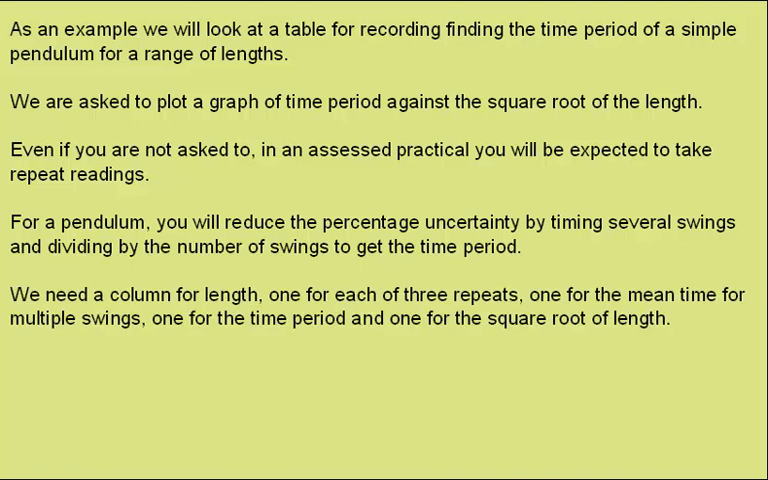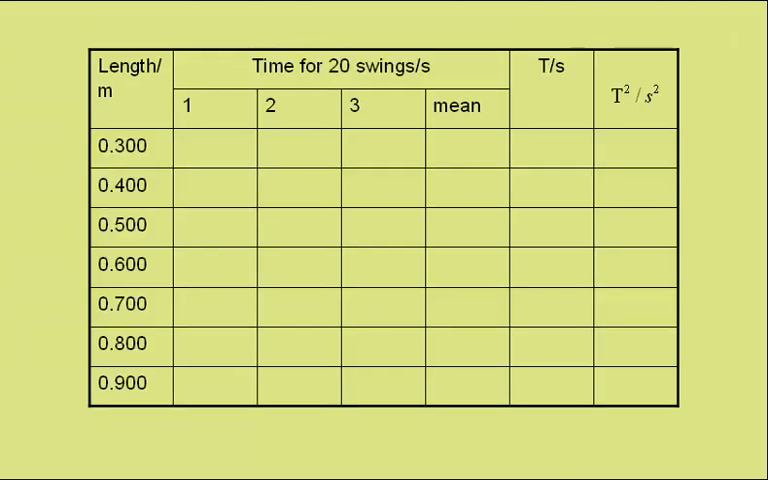We need a column for the length of the pendulum, one for each of 3 repeats, one for the mean time for multiple swings, one for the time period for one swing, and then one for the calculation of the square root of the length. This is 7 columns overall. So this is our table with the first column here for our independent variable, the length, not forgetting the units of meters. Here I've given 7 different values. You must give at least 6, more if possible.